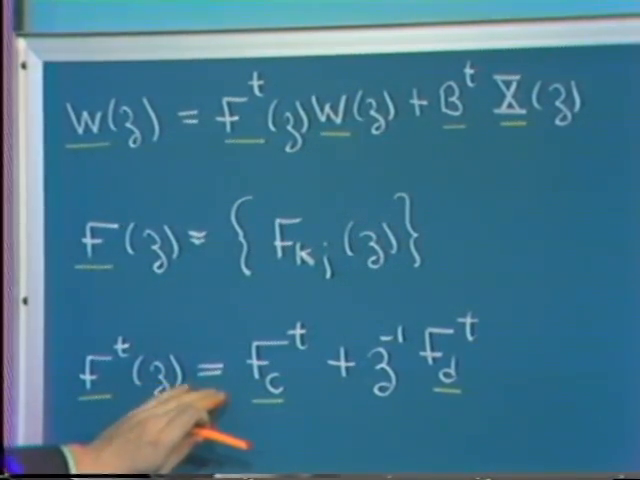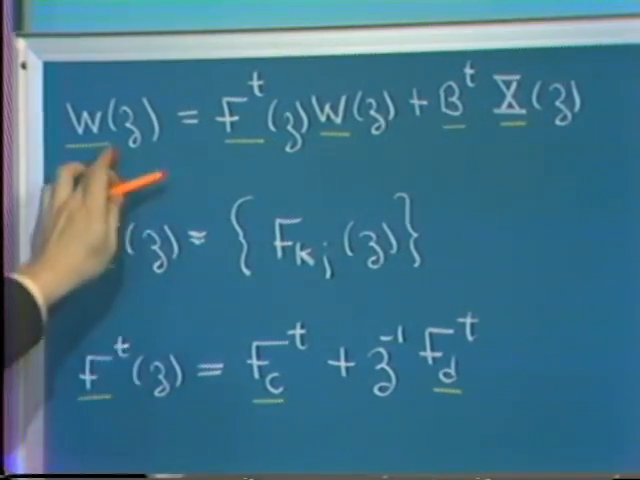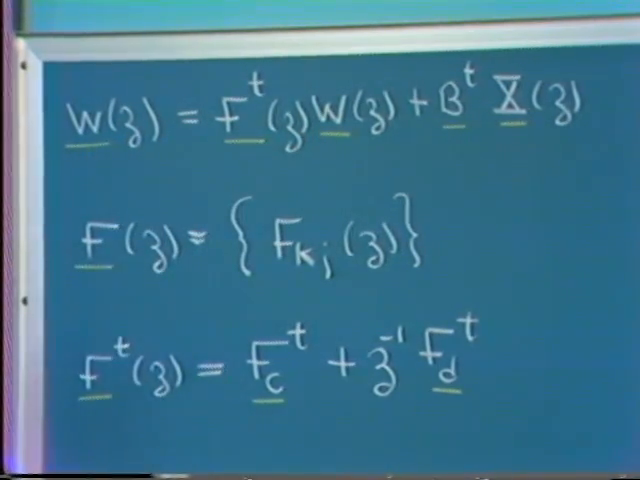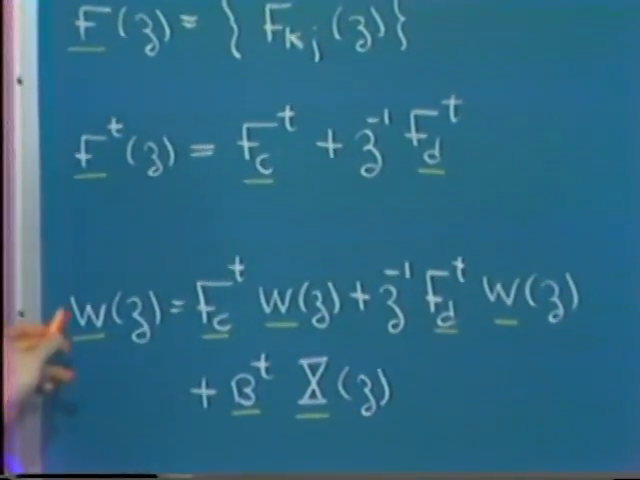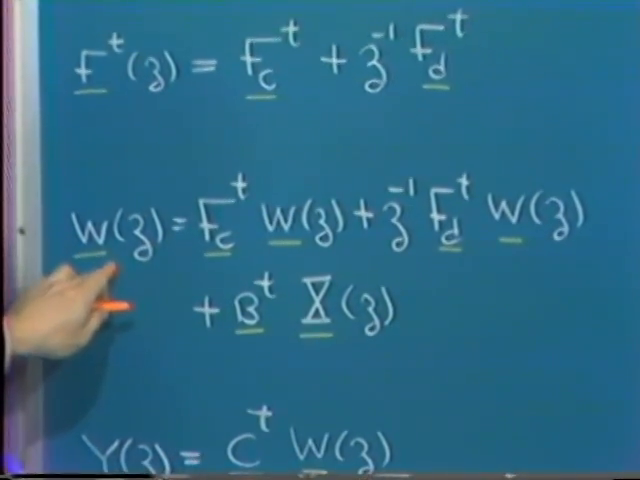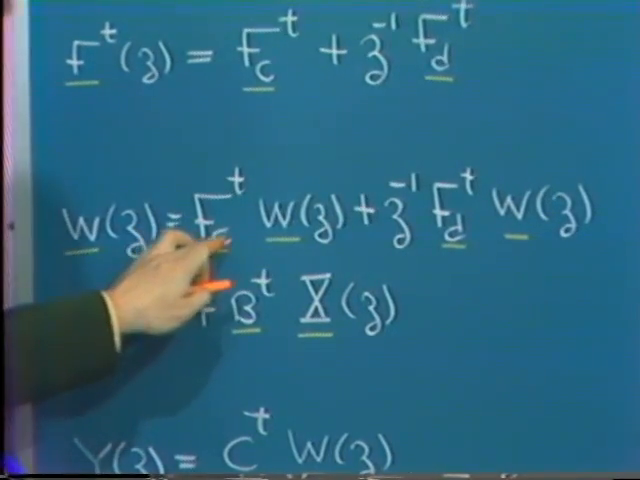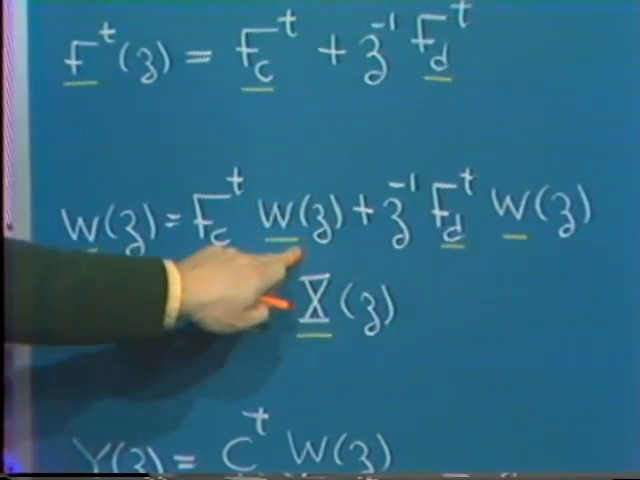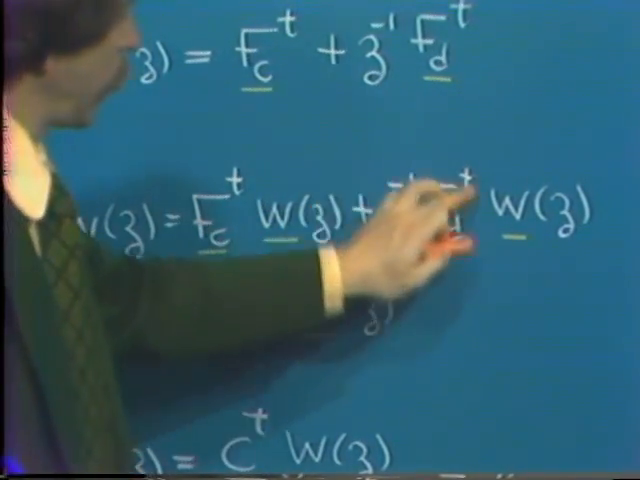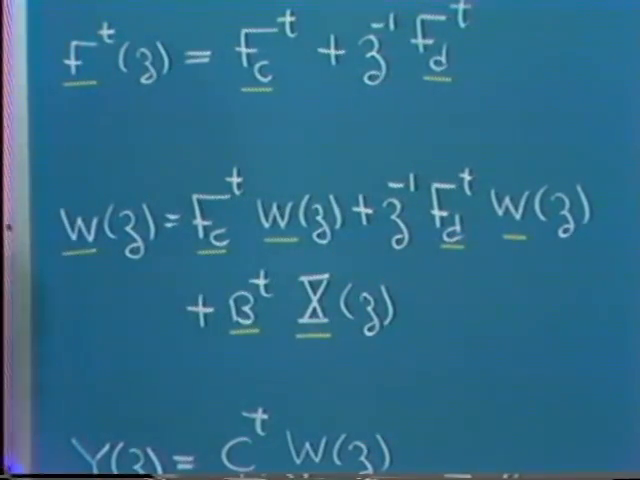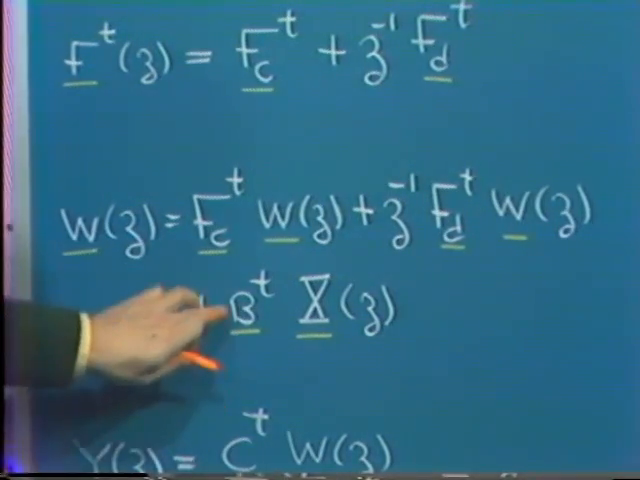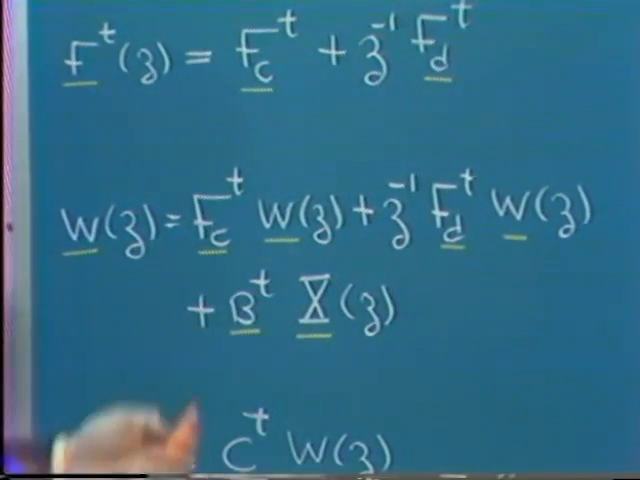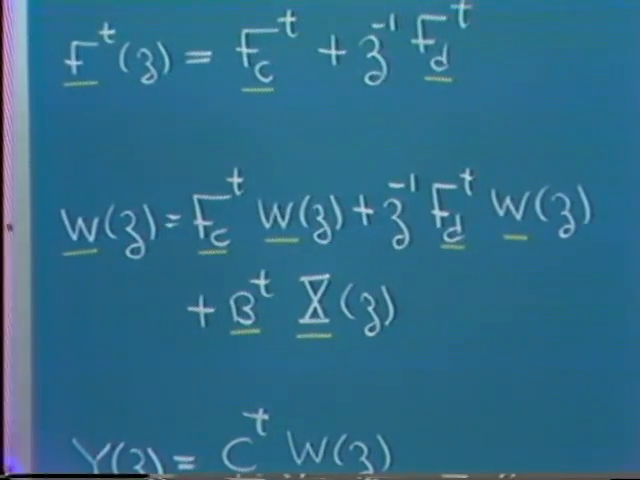And if we now substitute that back into our original matrix equation, then we have the statement that the vector of node variables is a coefficient matrix multiplied by that vector, plus a delay matrix multiplied by that vector, and then I'm assuming incidentally in this notation, and of course it can be generalized quite easily, that the sources are connected only with non-delay branches.